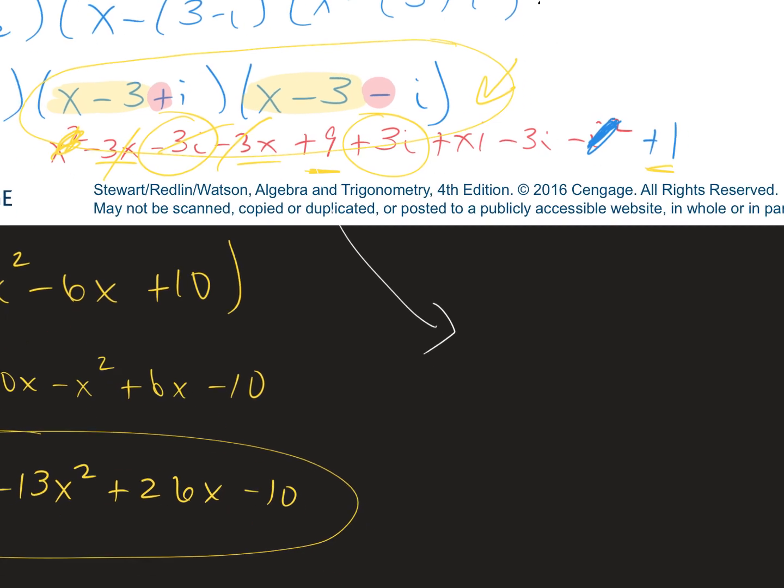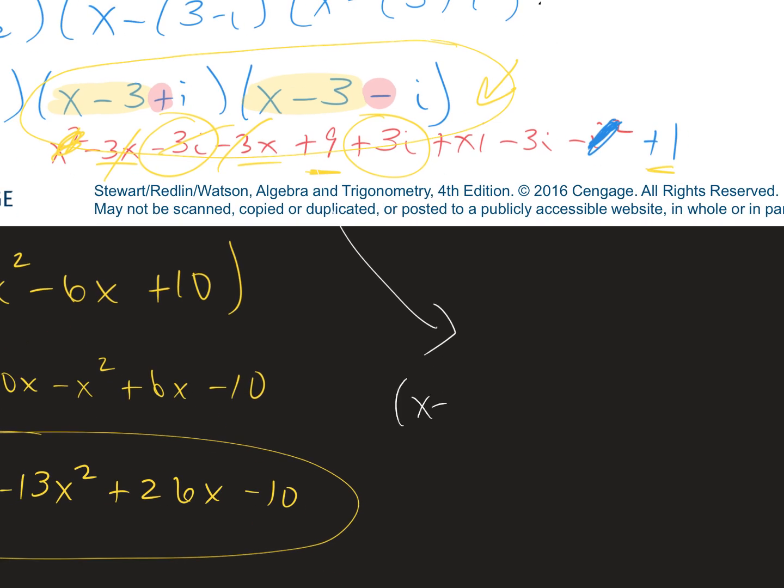X minus 3, okay? So I'm going to write x minus 3, and I'm going to square it, because I have two of them. What else do you notice is the same in the parenthesis? The i's. I have i, and I'm going to square it, because I have two of them. Notice these two signs. Are they the same, or are they different? They're different, so put a difference sign in the middle.